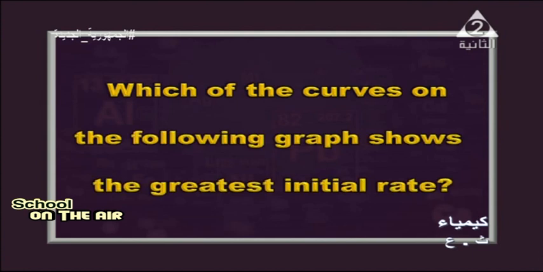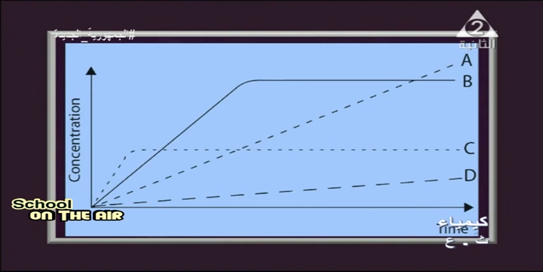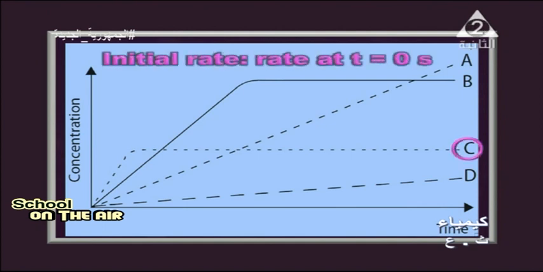Which of the curves of the following graph show the greatest initial rate? This question illustrates how we can know the rate of the reaction which is greatest in the initial rate. As shown on the graph, here we are going to choose the reaction rate at time equals 0. So as shown, graph number C gives the highest initial rate for the rate of the reaction.